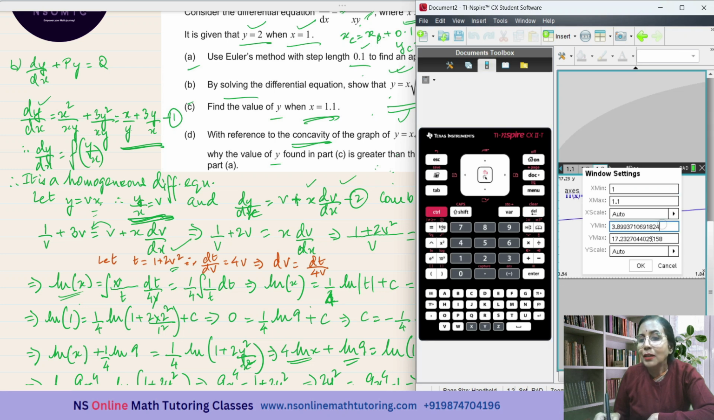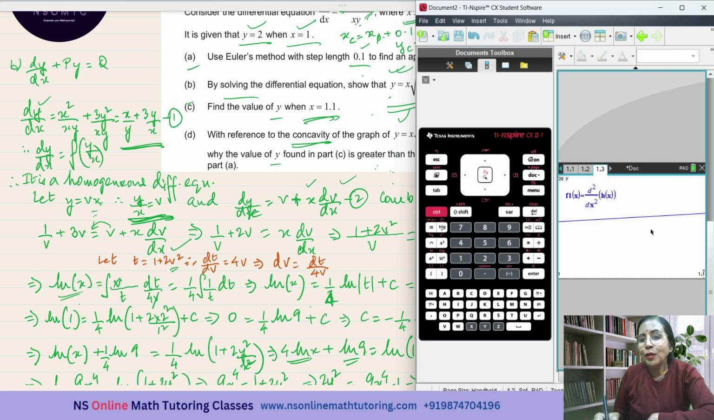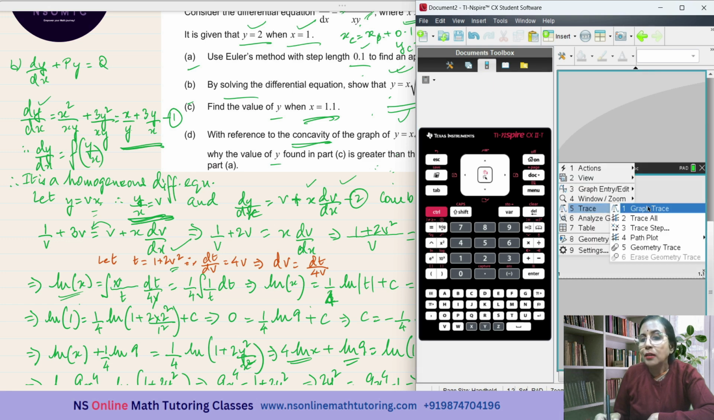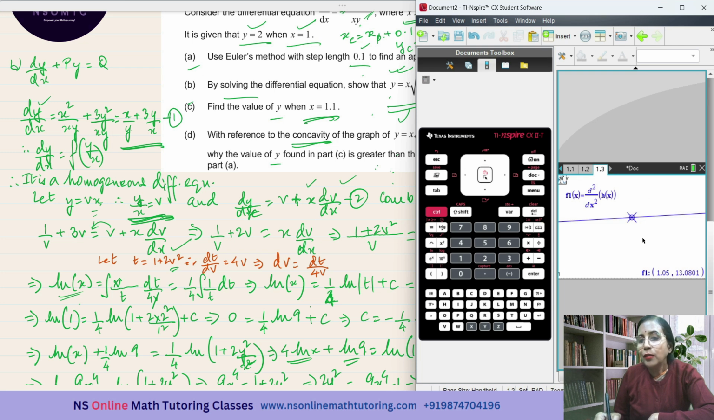And I can take this as 3, and I can take this as 20. Okay. Now you see the second derivative, it is totally positive in this range, where x is greater than or equal to 1 but less than or equal to 1.1. It is totally positive. Okay. So what is the value if I go to graph trace and take 1.1? I'm entering 1, and it is 12.375.